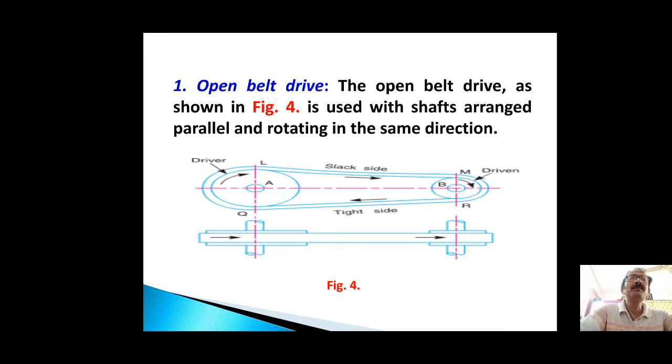Now open belt drive. The open belt drive, as shown in figure 4, is used with the shafts arranged parallel and rotating in the same direction. In this diagram there are 2 views, one is the top view and another is the front view. The left pulley is the driver and the right pulley is the driven, and the tight side of the belt is always the lower side and the slack side is generally on the top.